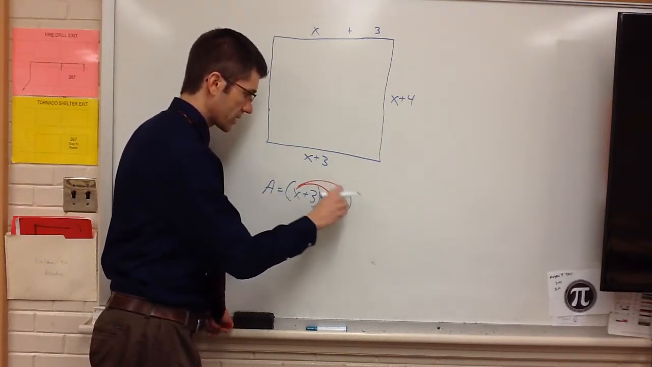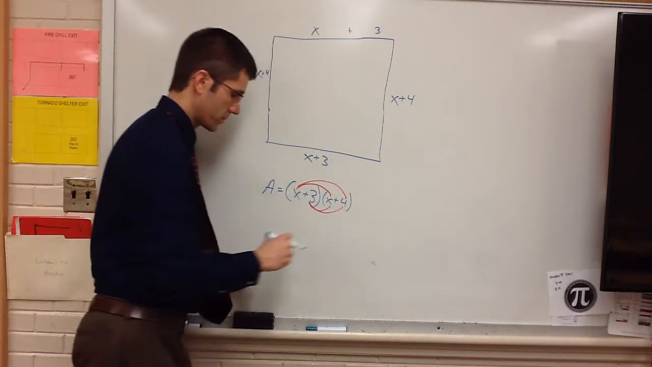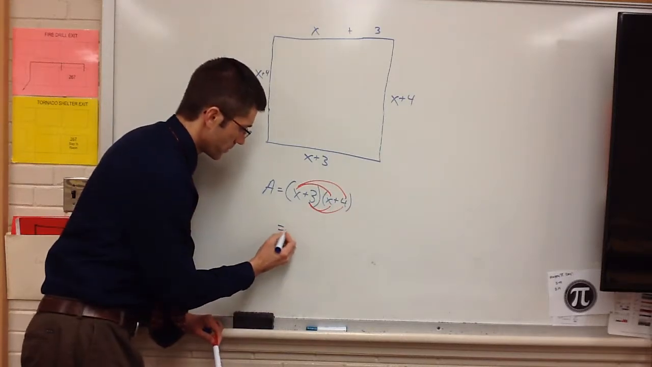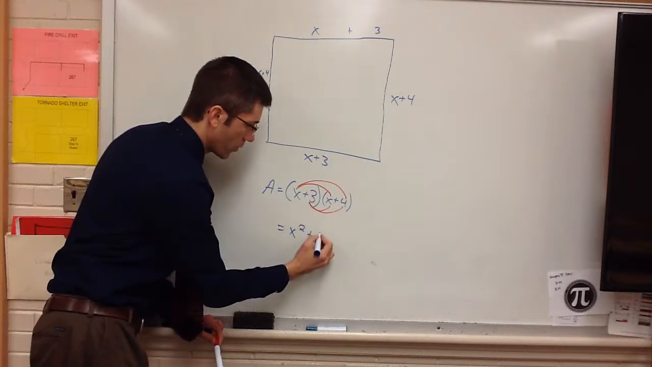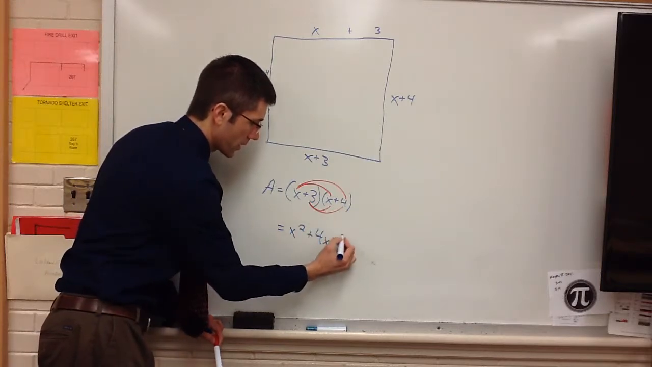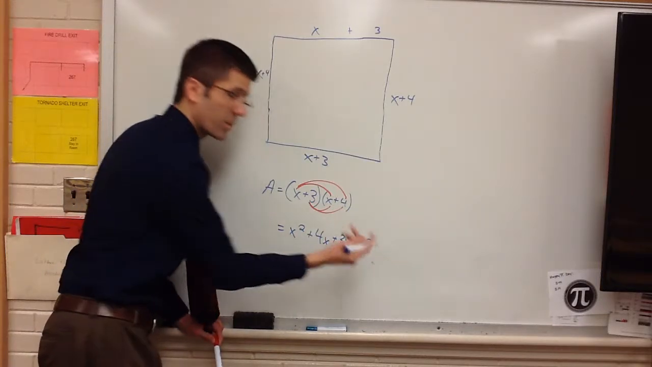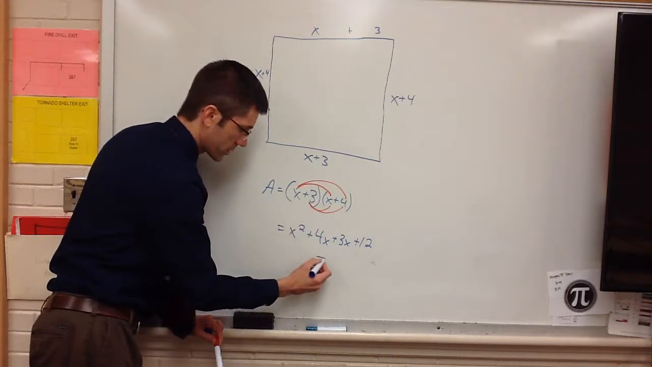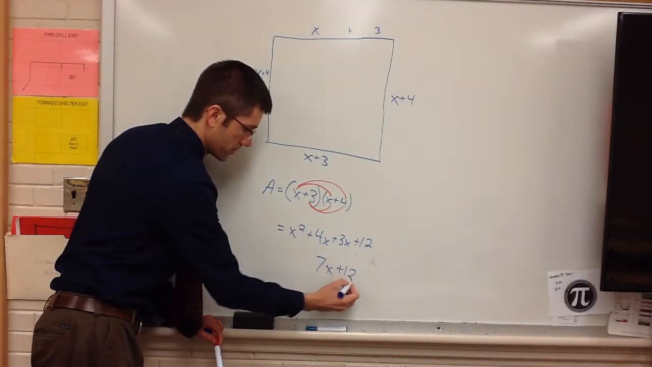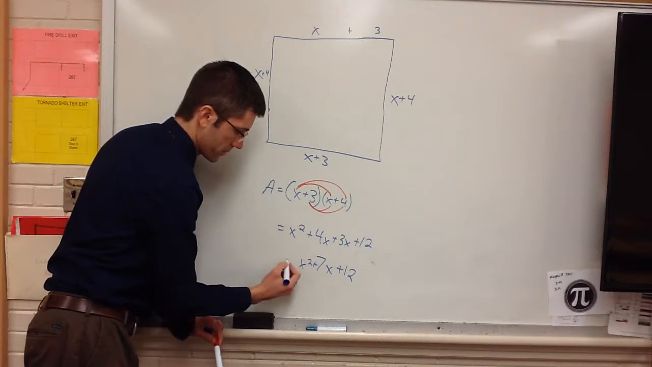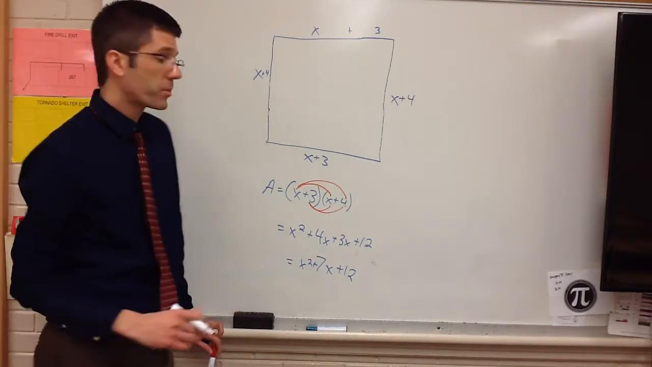x times x, x times 4, 3 times x, 3 times 4. x squared, 4x, 3x, and 12. And we have some like terms. 3 and 4 make 7. There we go. And we also have a perimeter to deal with.